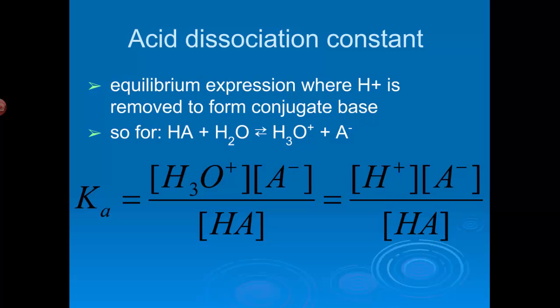Now, H3O+ is the hydronium ion, and that's what actually exists when water takes a proton. But it's sometimes easier to represent that as just H+, because we can't really have protons by themselves just sitting there. They have to be attached to something. They're very unstable.